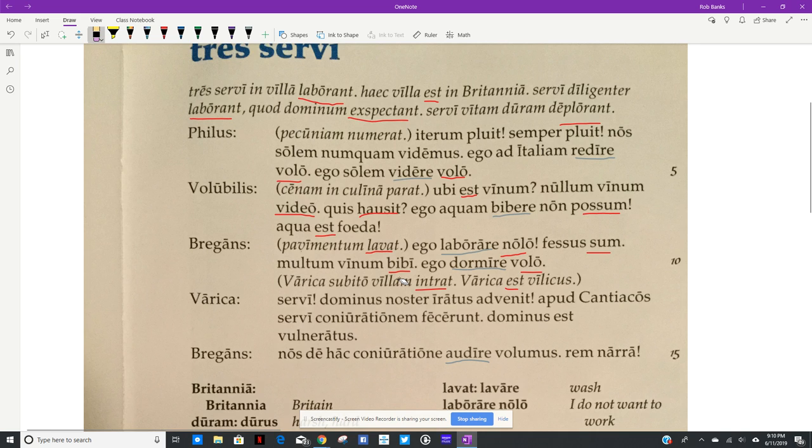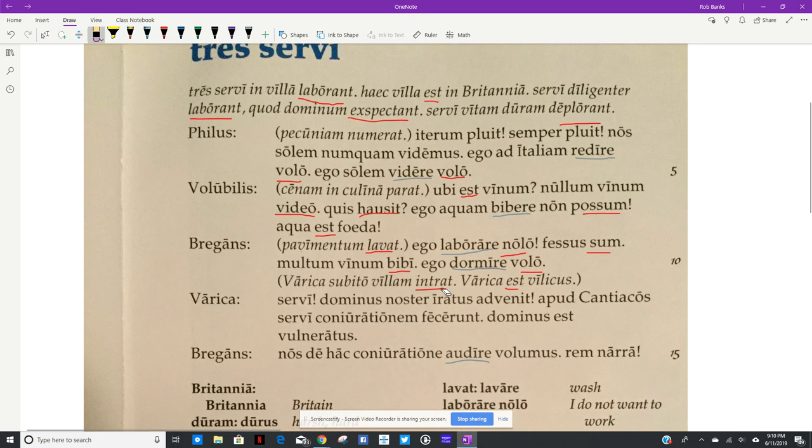Ego dormire volo. So ego volo, I want dormire, to sleep. And this is a fourth conjugation. Long ire tells me it's fourth. So I went to sleep. So that's your first action here with Breggins, right? He's drunk and cleaning the floor. So you know he's doing a good job.